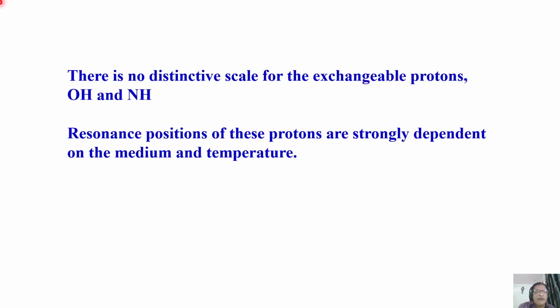But if you ask me, where does an OH peak come in my molecule, or if I have an NH proton in my molecule, where does that NH peak come? I cannot tell you offhand. There is no distinctive scale for these. They are called exchangeable protons. For this type of exchangeable protons, there is no preferred region of observation. It can move anywhere in the spectrum depending upon the type of interaction. This is very important and we should remember that.